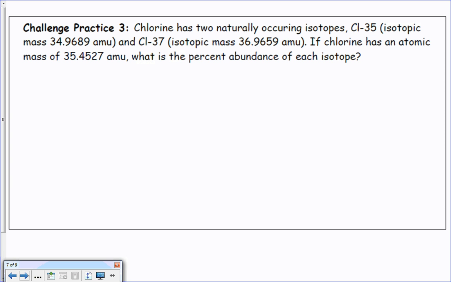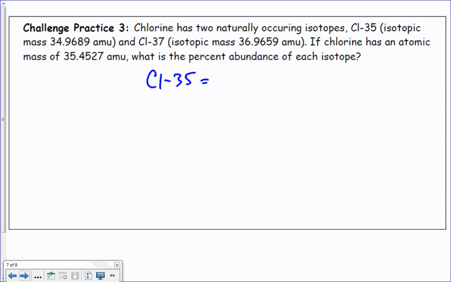Uh-oh, challenge practice. Chlorine has a naturally occurring isotope of, all right, for Cl35, it's almost 35. For Cl37, it's almost 37. If the atomic mass is this, what is the percent abundance? Okay, I'm going to set this up a little bit for you, and I'm going to give you a hint, and I'm going to see who can and who can't do this.